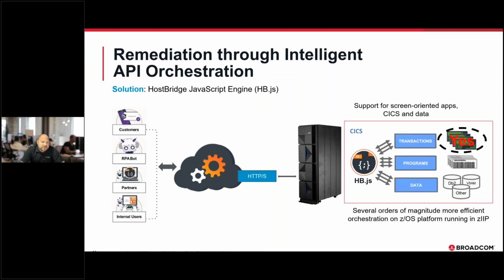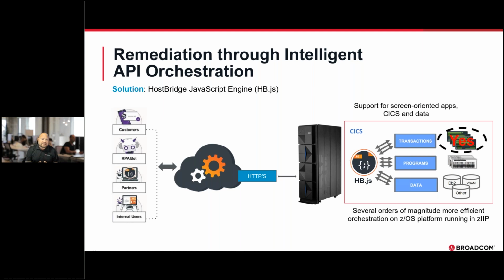Now, what HostBridge is best known for is doing API orchestration on the platform. And HBJS uses JavaScript to describe this orchestration. We have orchestration code running in CICS on the mainframe. Now, this doesn't mean any user of this writing APIs needs to know anything about the mainframe, since most of this work will be done in JavaScript.